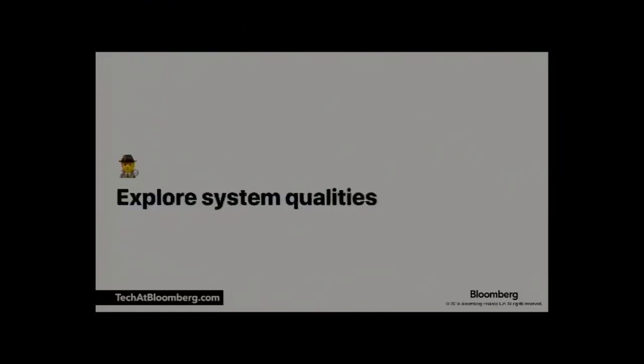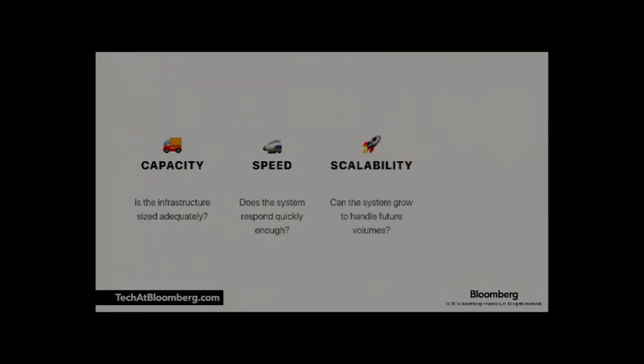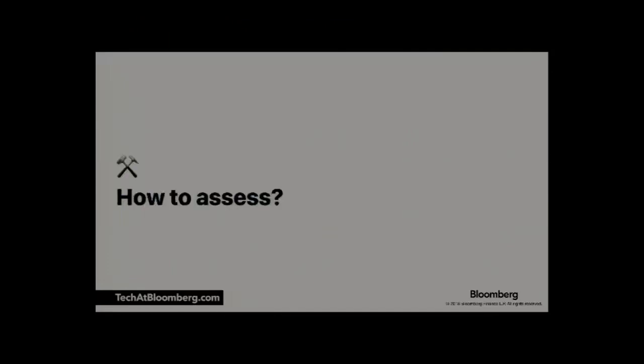So how can you find out your system capacity? You can do this by exploring your system qualities. Well, what can those qualities be? It can be capacity in terms of your infrastructure. Is the infrastructure size adequate to your needs? Or does your system respond quickly enough? Or can your application grow to handle future volumes in terms of scalability? And does your system behave correctly under load, which is a stability concern, right? So how do you assess those quality points?